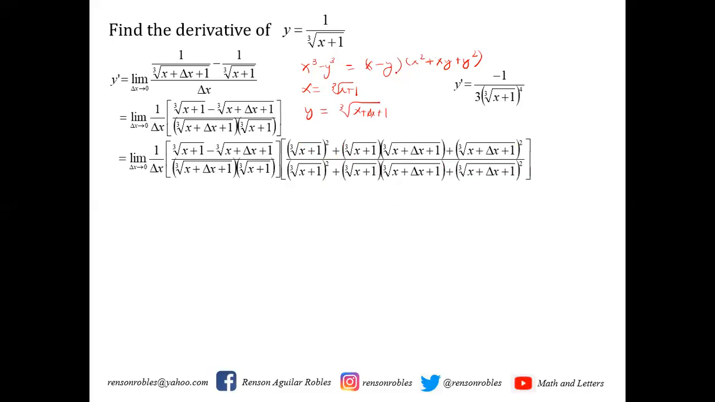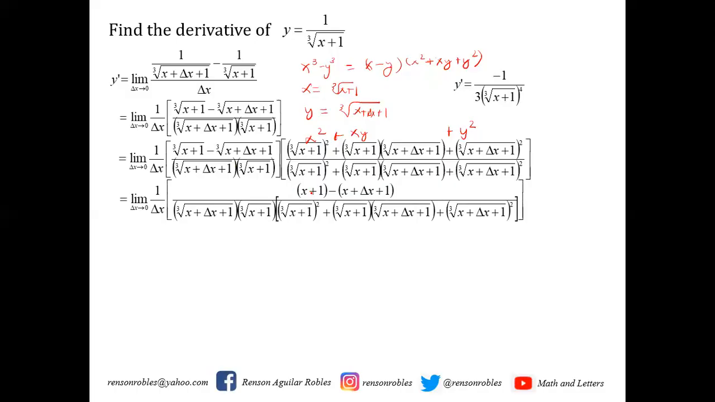Okay, so this is your x squared, plus xy, plus this will now become your y squared. So we shall have cube root of x plus 1 squared plus cube root of x plus 1 times cube root of x plus delta x plus 1, that's your xy, plus cube root of x plus delta x plus 1 squared. And then you just copy the whole thing on the denominator. And you will notice that when these two numerators are multiplied, it will only give you x plus 1 minus x plus delta x plus 1. And that is our goal.